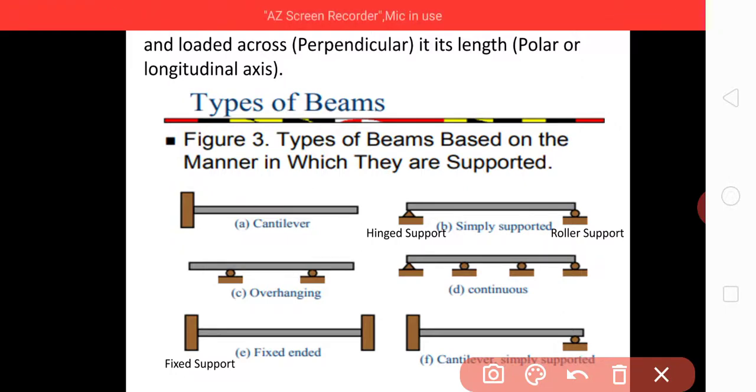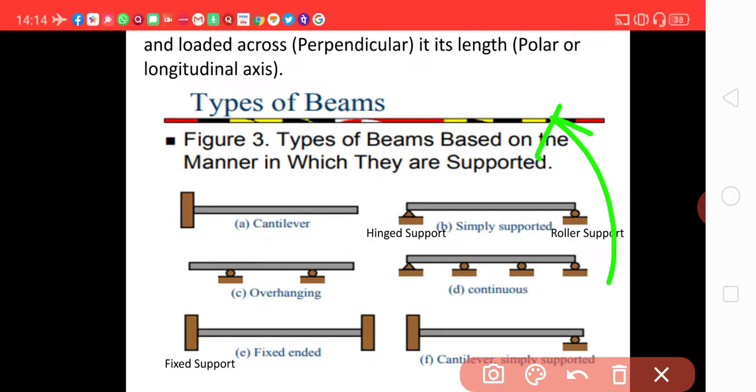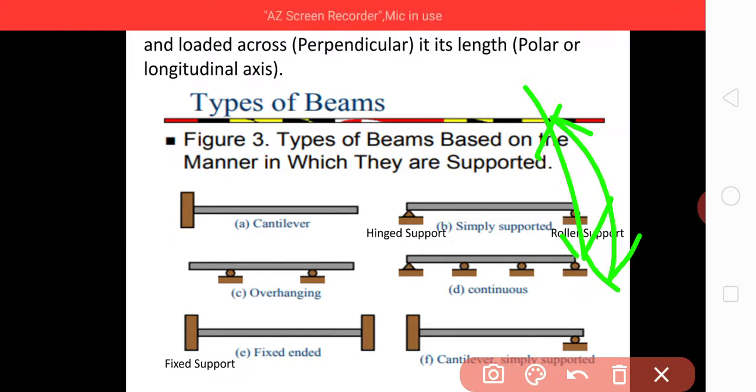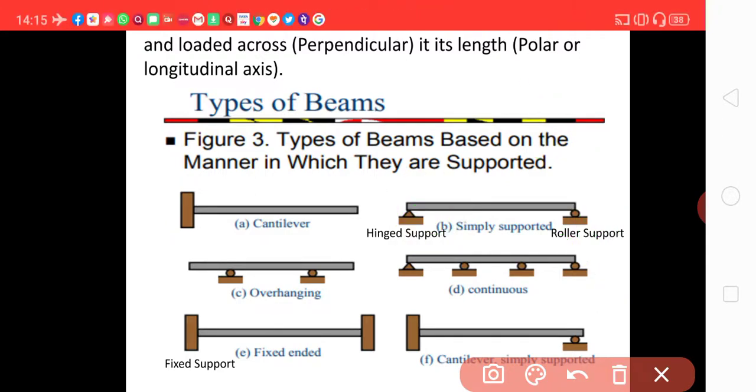It means there will not be any resisting moment like this. If you try to push it like this, it will get lifted, if the roller is removed. This is because of the hinge joint or pinned joint. We also call it a pin joint. This is the roller support.